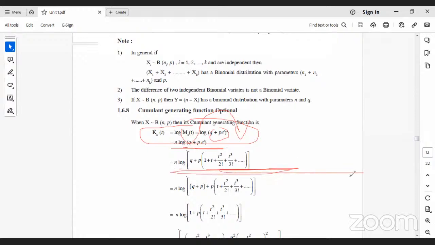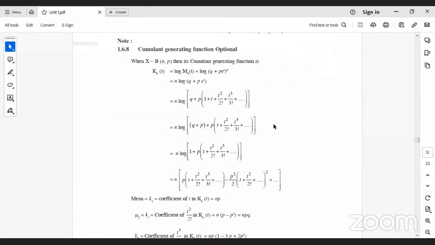e^t means we are writing here 1 + t/1! + t²/2! + t³/3! + t⁴/4! and so on. So I'm taking n log here, automatically p e^t + q. Then I'm taking p common, so 1 plus t/1! plus t²/2! plus t³/3!. With q + p equal to 1, already I told that p + q = 1, we are writing here p into (t + t²/2! + t³/3!).